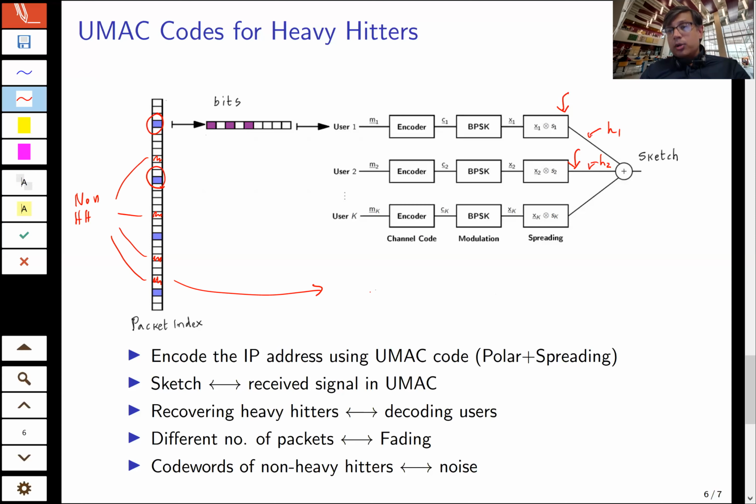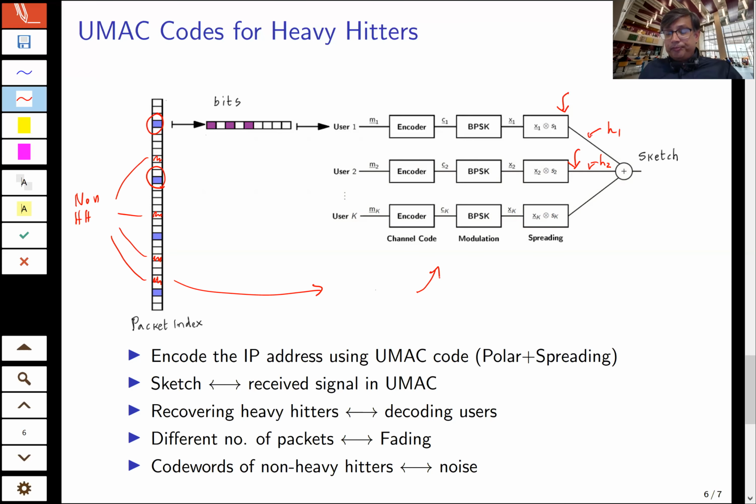Although it is not Gaussian noise, and you can see that the interference also comes from exactly the same codebook that we used to encode the heavy hitters. So there is a little bit of structure in the interference here, but if the number of packets that flow from the heavy hitters is much larger than the number of packets that come from the non-heavy hitters, our simulation results show that this algorithm still works.